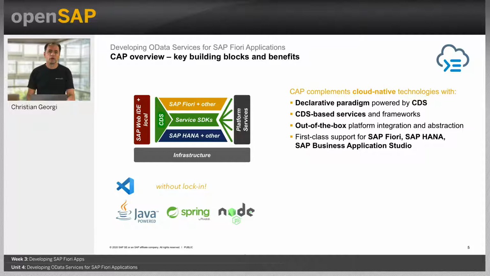Next up, there are the service SDKs. These are libraries for both Java and Node.js, which you use to expose and consume services. The SDKs also include out-of-the-box integration to lower-level platform services, such as authentication and messaging. We provide first-class support for SAP services and tools like SAP HANA and SAP Business Application Studio, our IDE of choice, plus integration to other IDEs like VS Code and Eclipse.